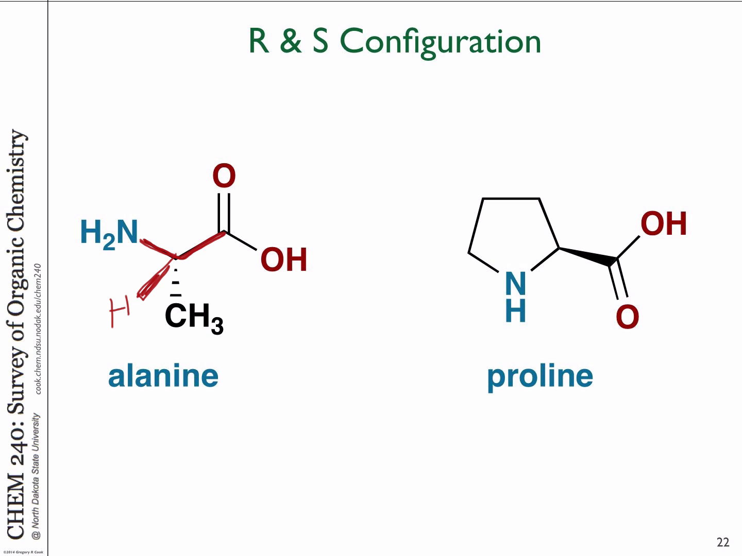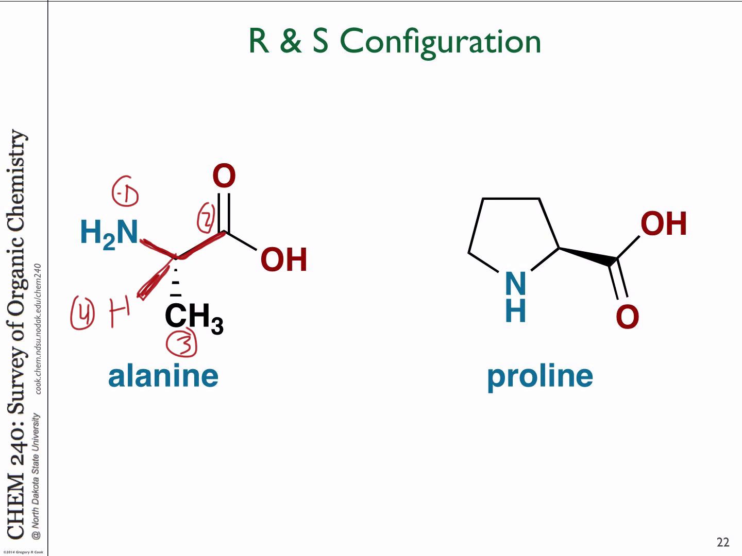Okay, so now assign priorities. What's number 1? Nitrogen. What's number 2? The carbon attached to oxygens. Number 3 would be the methyl, and the hydrogen is 4. How many say it's S? 1 in the back, 2, 3, 4, 5, 6, 7, 8. Hopefully pretty soon everyone will be raising their hand and saying it's S because it's S.